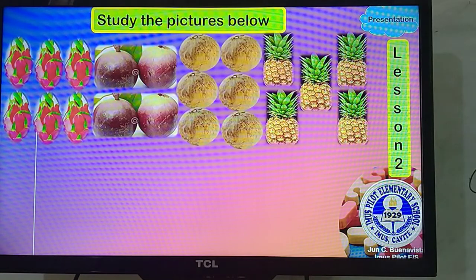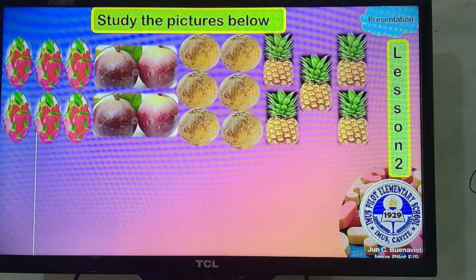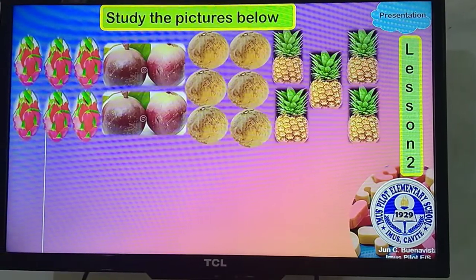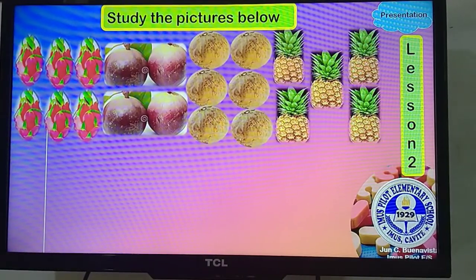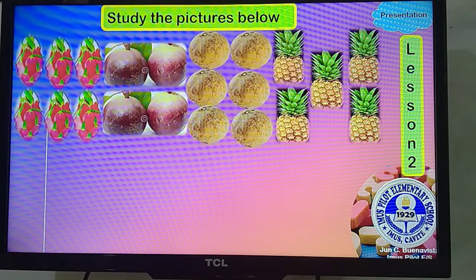Okay, study the pictures below. What have you seen in the pictures? Okay, we have dragon fruits, star apples, santal, and pineapple. Do you eat those fruits? Okay, very good. What are the benefits of eating those fruits? Alright, we can get some vitamins and minerals, and it is good for our health and in our body.